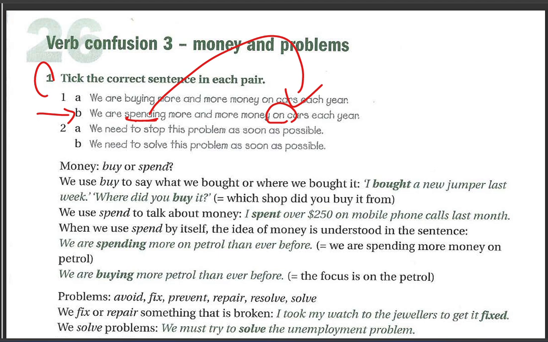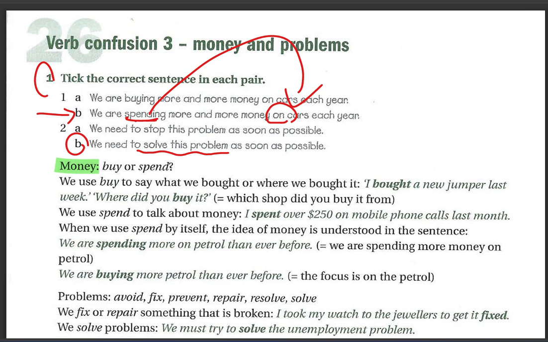Number 2. A. We need to stop this problem as soon as possible. B. We need to solve this problem as soon as possible. Great. B. You cannot stop a problem. You solve a problem. Okay? So we use the verb solve here. So if there are many questions in your mind, don't worry. We are going to talk about it in this unit.